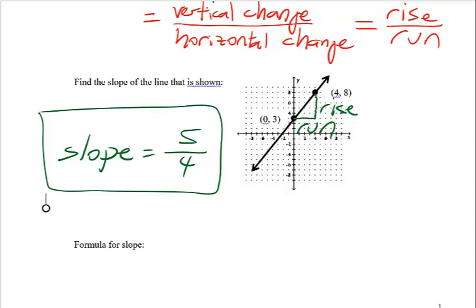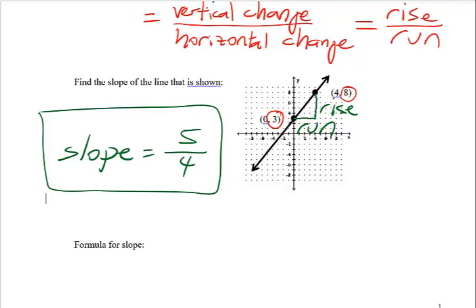Think with me for a minute about where this 5 and 4 actually came from in this picture. Why did the rise turn out to be 5? Well, rise is a y issue. And if you look at the starting y, it was 3. If you look at the second y, the last y, it was an 8. The reason the rise was 5 is that 8 take away 3 is 5. It's just the difference between those two values.